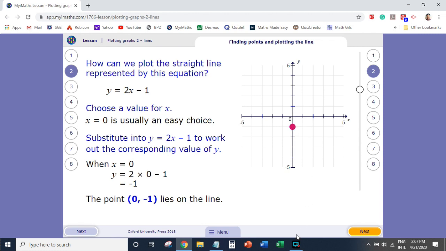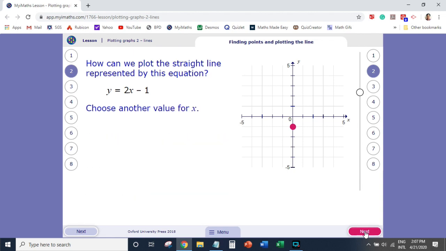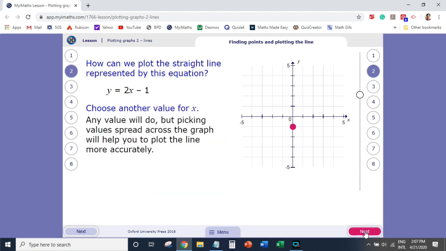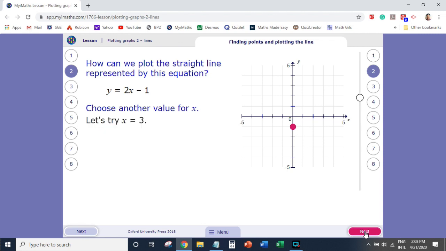So we need another point so that we can draw a line. We need at least 2 points to draw a straight line, but it is advisable, if possible, to create 3 points to be sure we are drawing a correct straight line. So here, choose another value of x. Any value will do, but picking values spread across the graph will help you to plot the line more accurately. So let's try x equals 3.